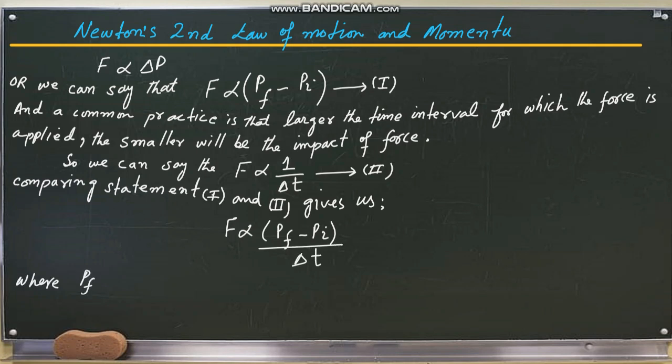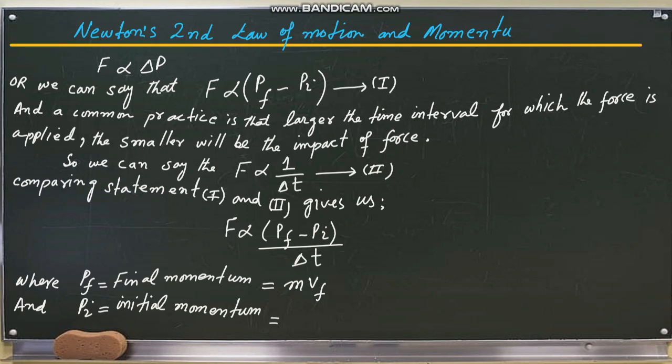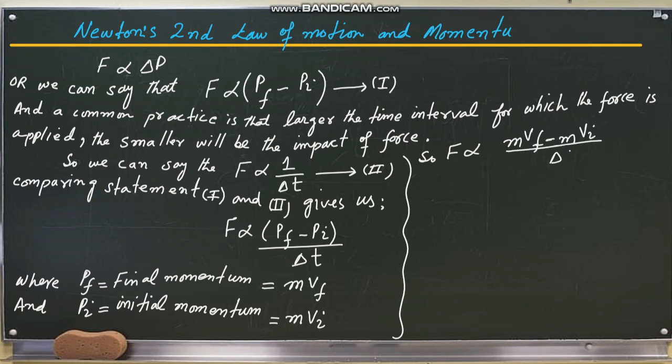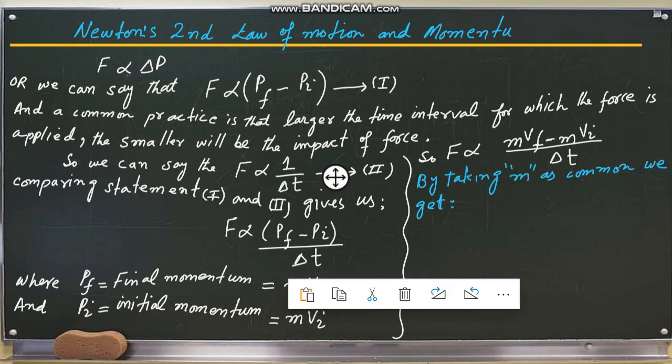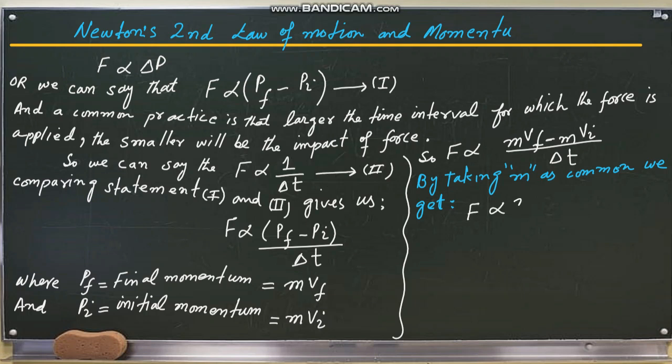But Pf is the final momentum, which is equal to mass multiplied by final velocity, and Pi is the initial momentum, which is equal to mass multiplied by initial velocity. So force is directly proportional to the final momentum minus initial momentum divided by time. Now if we take m as common, we can write mass multiplied by (Vf minus Vi) divided by time interval.